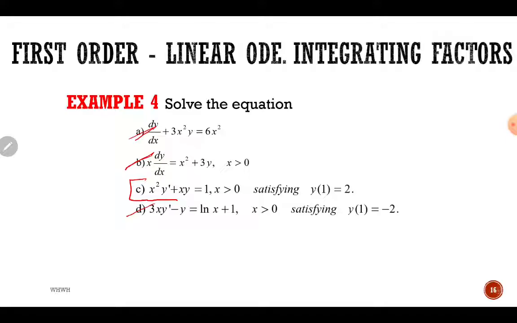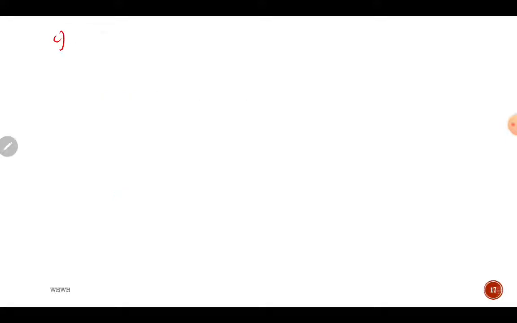Okay, let me do one example because in my Engineering Maths 1, I didn't put this example. So I'm going to discuss with you now on this solution for 4C here. I'm going to start with C, the first and last example that I just discussed for this asynchronous lecture. Okay, so the question is x square y prime plus xy equals to 1.